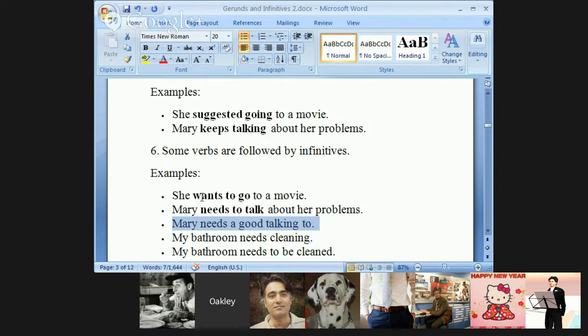Well, the whole thing, we've got a noun clause, right? Mary, subject, needs is the verb. A good talking to. Actually, this is a fairly common phrase in English. Somebody needs a good talking to. They need to be disciplined, is what this means. This is a very common statement, to tell you the truth. It is possible. So, wants absolutely must have an infinitive, but needs, I would beg to differ.